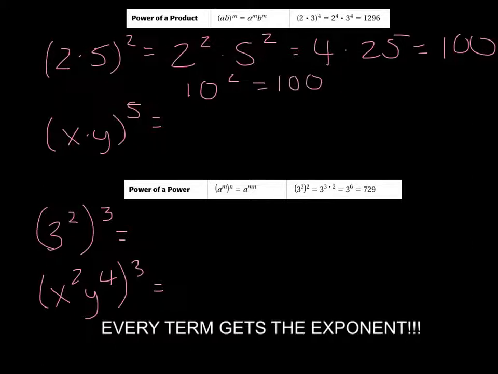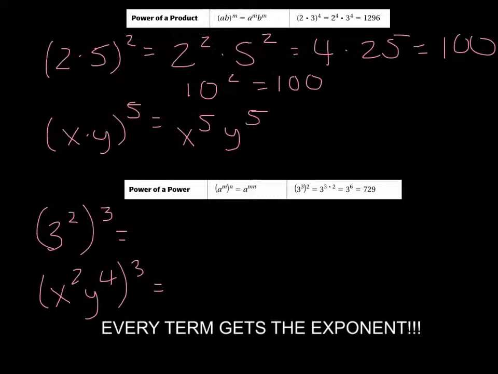So as I said before, if we have two numbers inside the parentheses, it's okay to use order of operations to evaluate that term. However, when we have two variables, if we have x times y to the 5th power, we can't do anything inside those parentheses. So the x gets the 5th power, and the y gets the 5th power. And that's as simplified as that term gets.